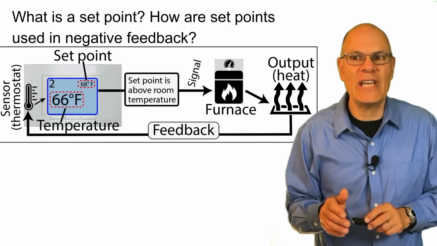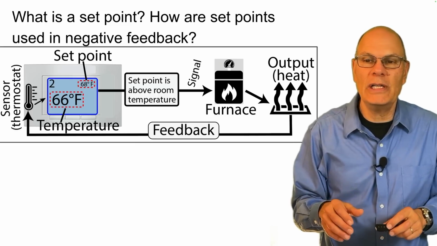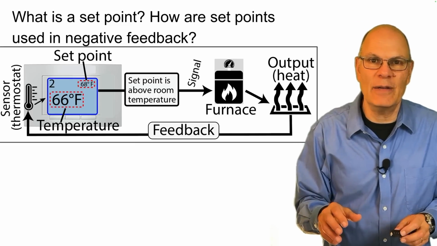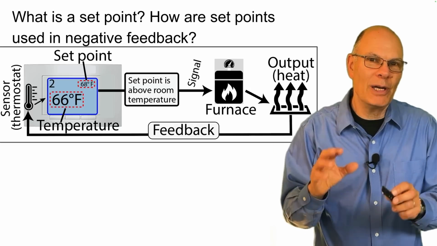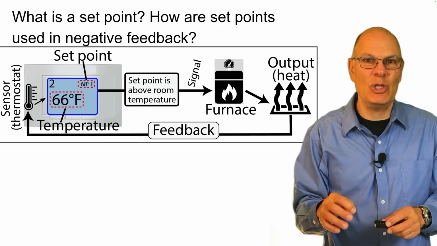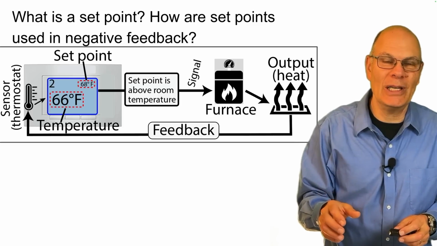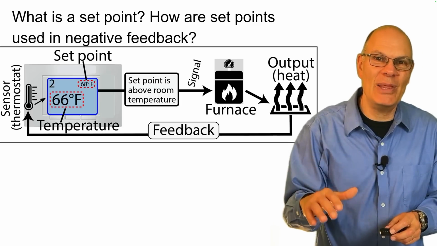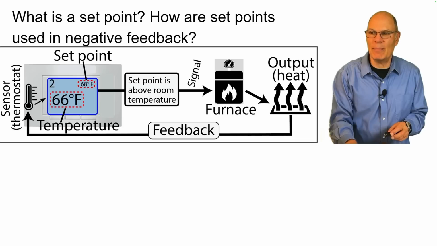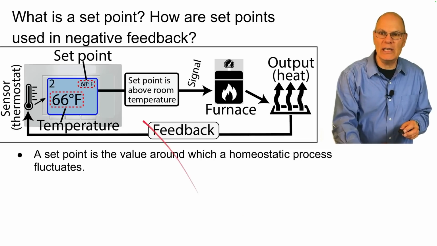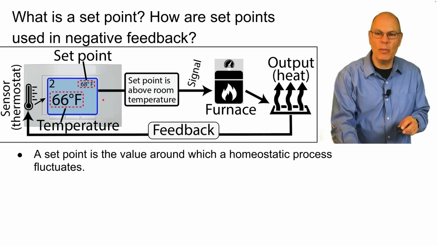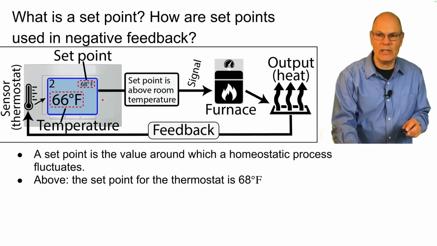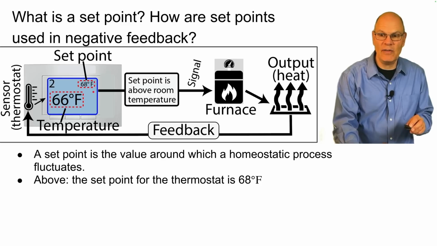Let's talk about set points. What is a set point? How are set points used in negative feedback? First, a word about the method here. We're going to talk about this in relationship to your home heating and cooling system. It's much easier to understand this before we look at the biological examples. So a set point is where you set the thermostat. It's the value around which a homeostatic process fluctuates. So above, the set point for the thermostat is 68 degrees Fahrenheit.